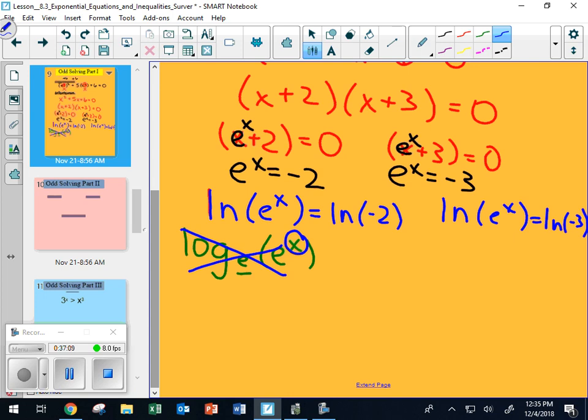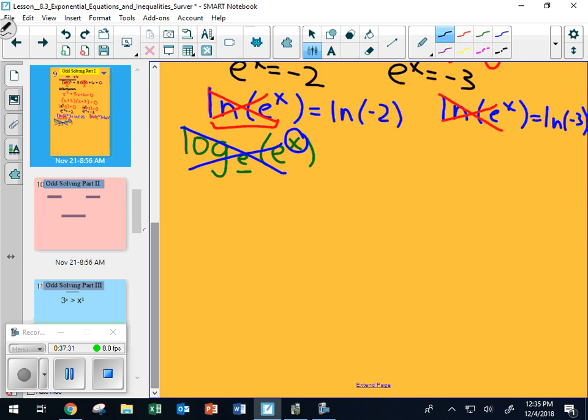So whenever you see that you have a natural log and an e, natural log and e can cancel out just like we did if our bases matched, because natural log and e, their bases do match. So we can cancel those out, and once we cancel those out, we will have x is equal to the natural log of negative 2, or x is equal to the natural log of negative 3.